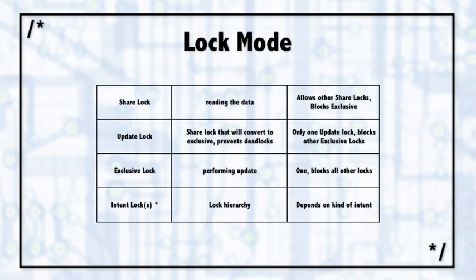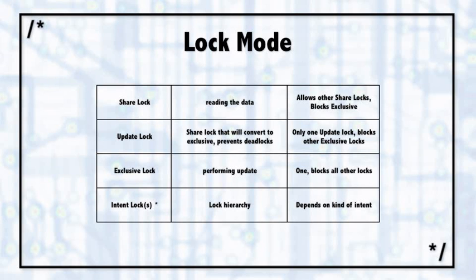The second property is the mode of the lock. If a transaction is just reading the data, it'll need a share lock. If you're actually performing an update, meaning you're doing an insert, update, or delete, you'll have an exclusive lock. When people are reading, a number of people can read at the same time, so a share lock allows other share locks, but you can't get an exclusive lock while other people are looking at it. So a share lock will block an exclusive lock. And only one person can actually be making a change at a time, so if you're making an exclusive lock, that'll block all the other locks.